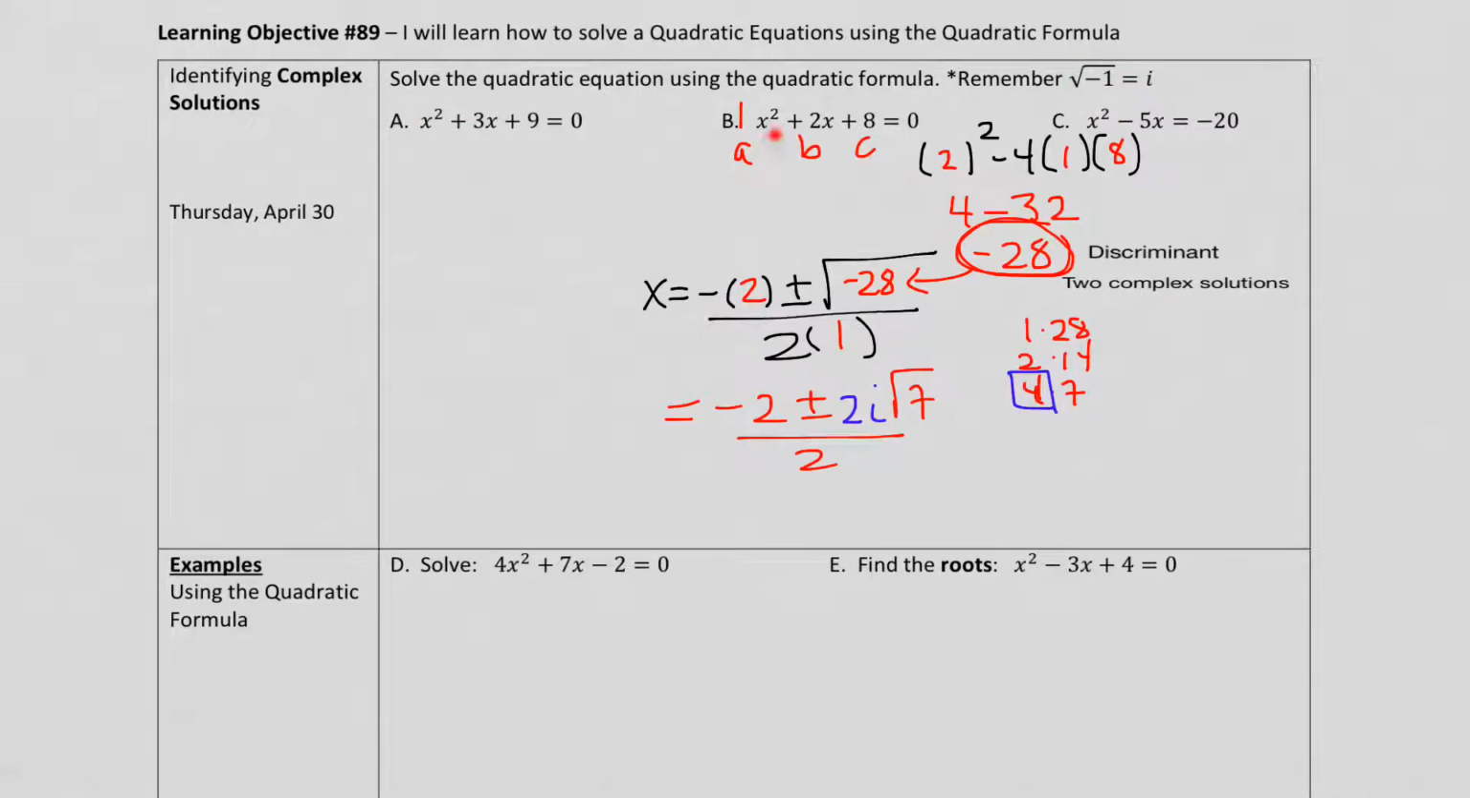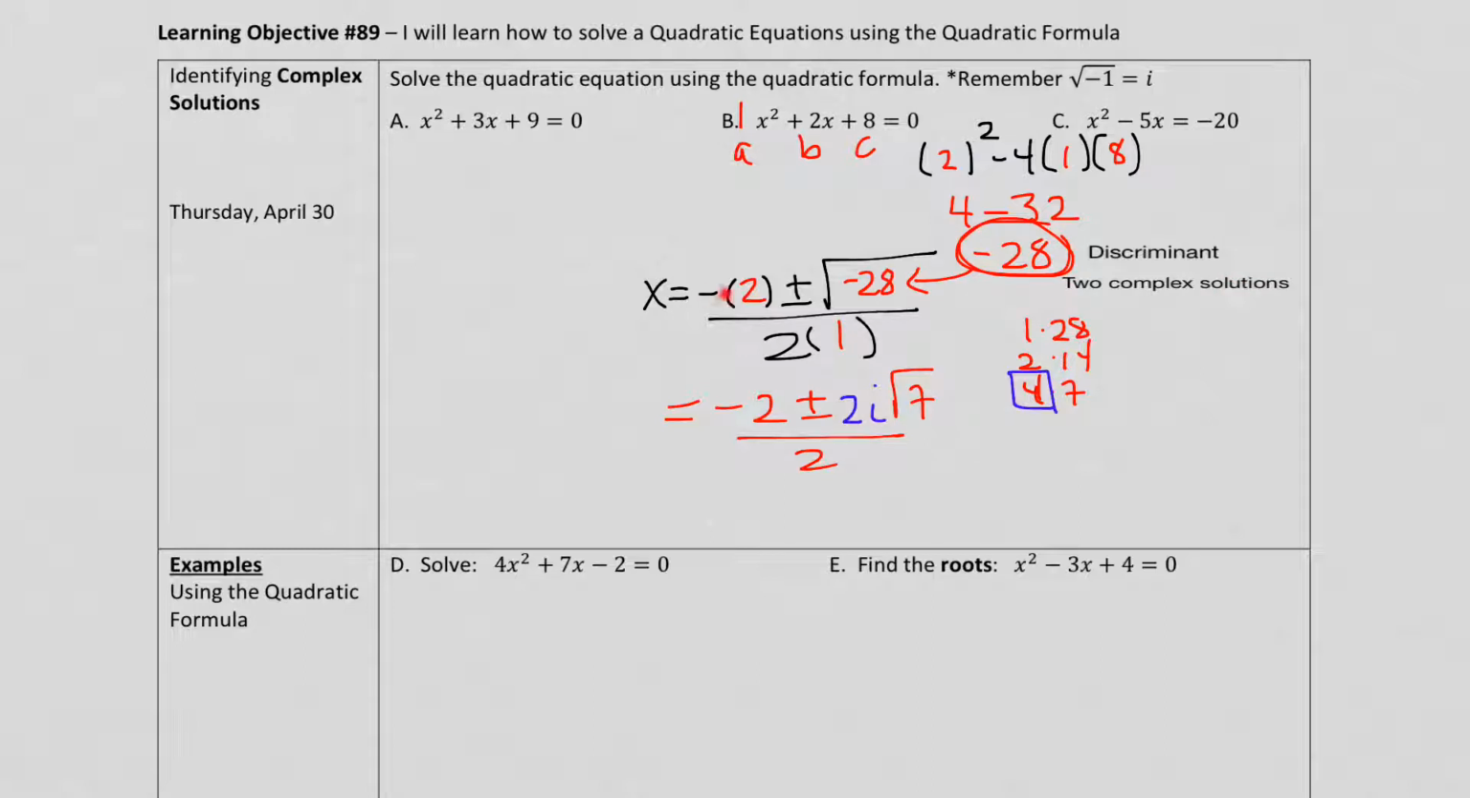So again, this is in standard form. a is 1, b is 2, c is 8. I find my discriminant first to find that it's negative 28. Because it's a negative discriminant, I have no real solutions, or two complex solutions, which means I have an i in the answers.